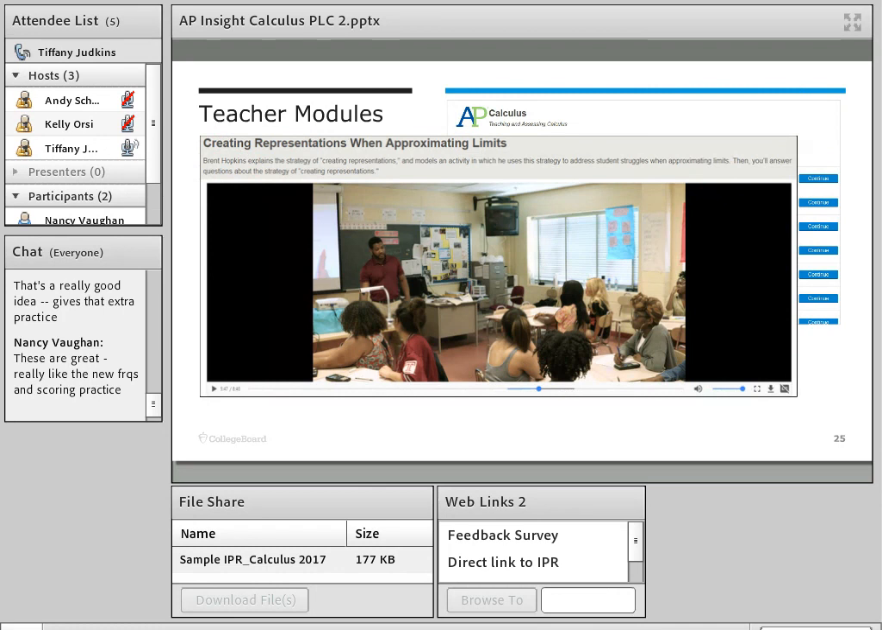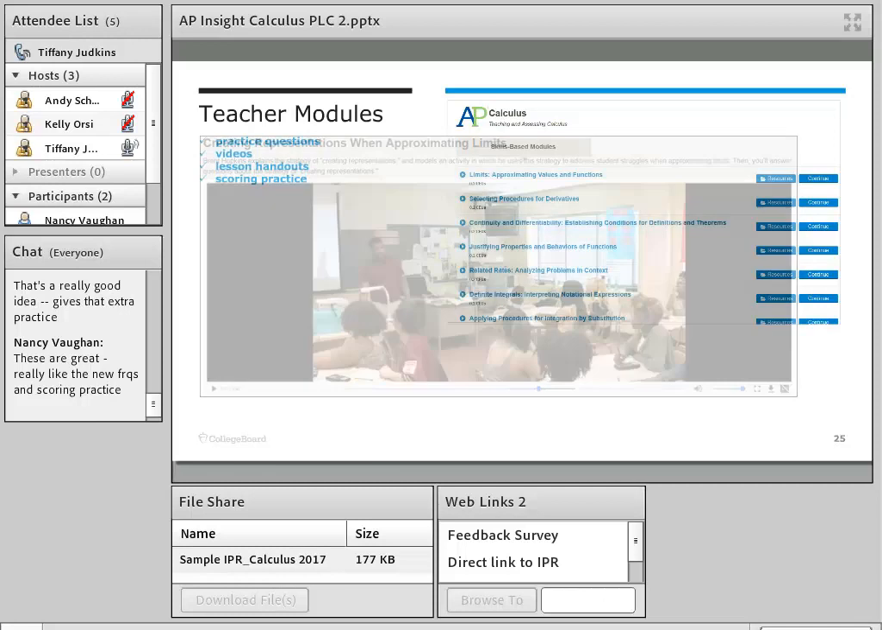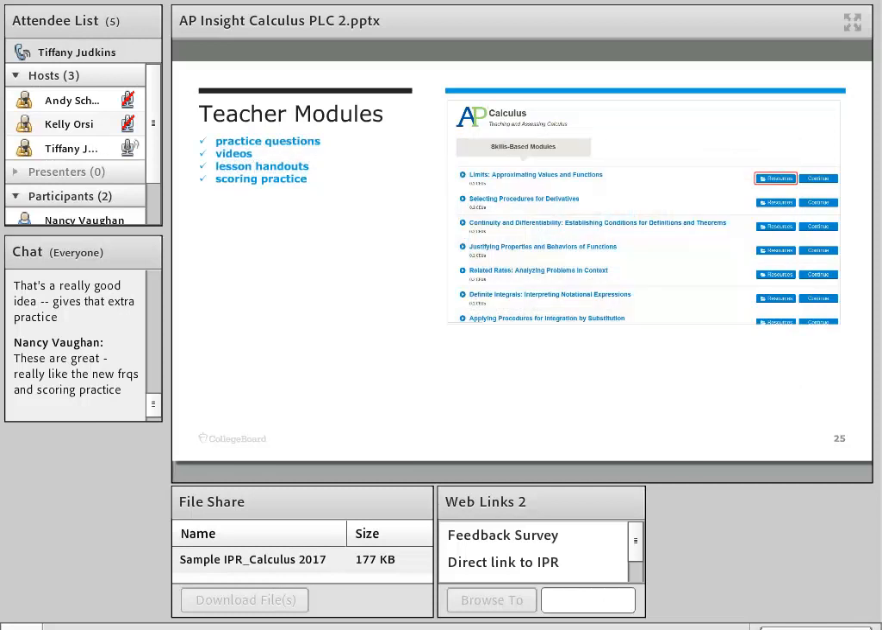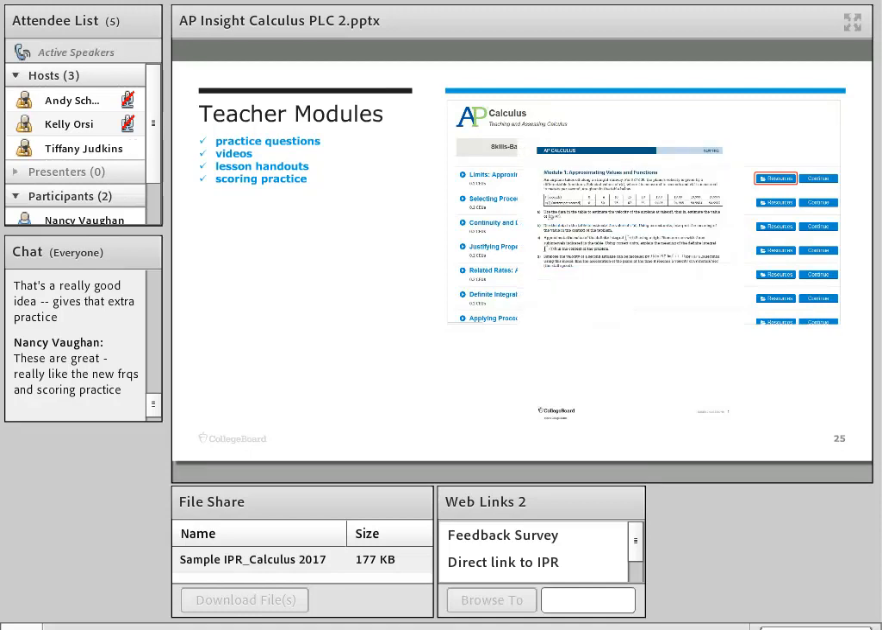If you're wondering how do I get to this amazing resource that you're talking about, you can first just click the link that I've embedded down in the pod at the bottom of your screen. It says AP Calculus teacher module, so you can just go straight there.